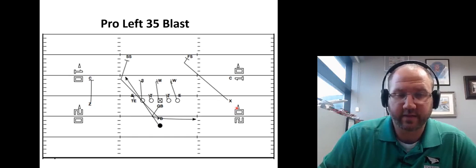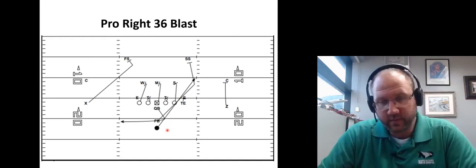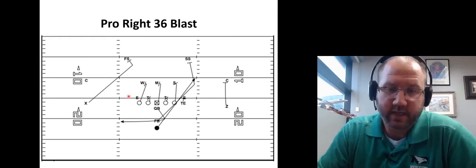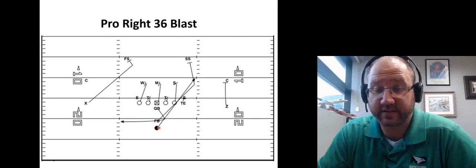Since now the Z is going to be on the play side, they're blocking the quarterback, and the X is doing a slant to block the free safety. Pro right, 36 blast. This is, again, a strong side run, so kind of the same thing, mirrored in the other direction. We're leaving the defensive end on the non-play side unblocked. The tight end, your job is to push that defensive end to the outside.